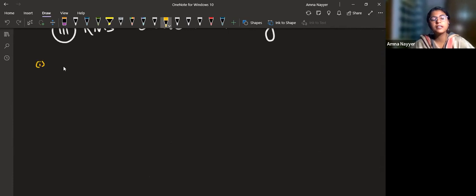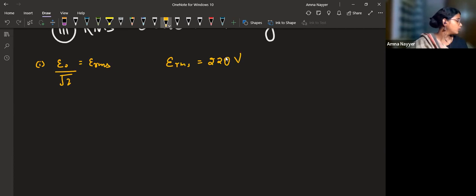for the first part, the peak value of voltage, that is E naught. E naught by √2 is equal to ERMS. So here ERMS is 220 volts. ERMS is given as 220 volts, and E naught is asked. So E naught will be what? E naught will simply be 220 multiplied by √2, this much volts.